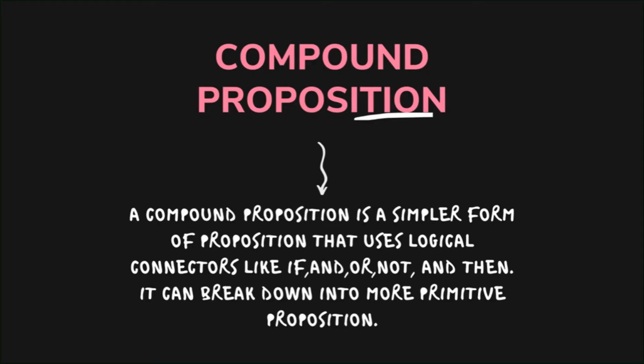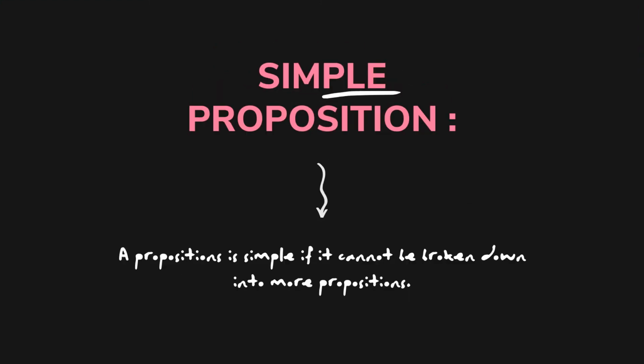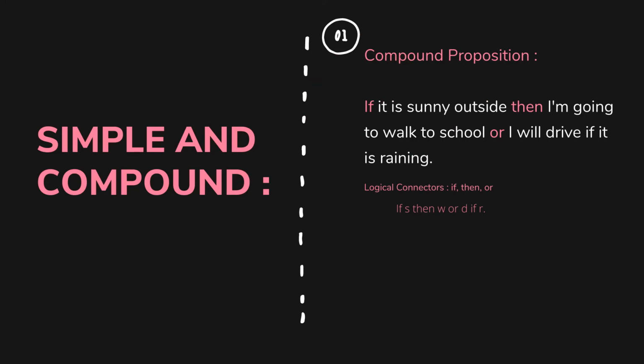Compound proposition. A compound proposition is a form of proposition that uses logical connectors like if, and, or, not, and then. It can be broken down into more primitive propositions. Simple proposition. A proposition is simple if it cannot be broken down into more propositions. So here are some examples of simple and compound propositions.